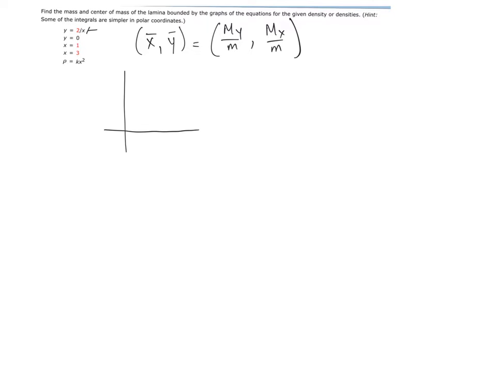So y equal to 0, so you have the x-axis right here. X equal to 1, so a vertical line at 1. And then x equal to 3.